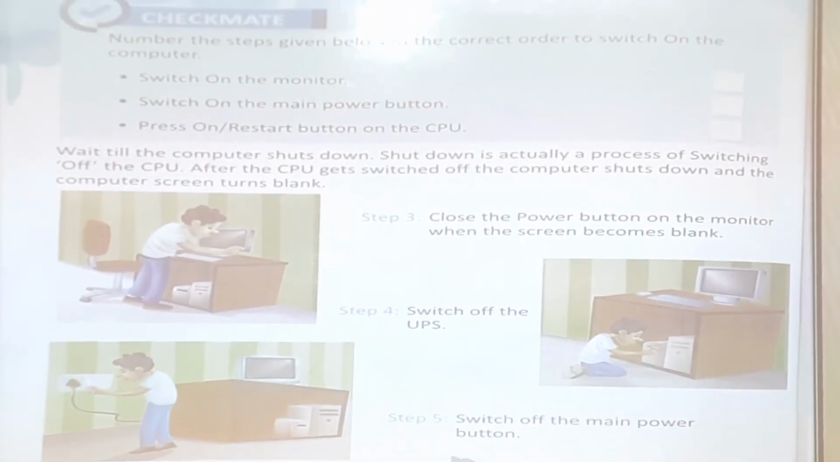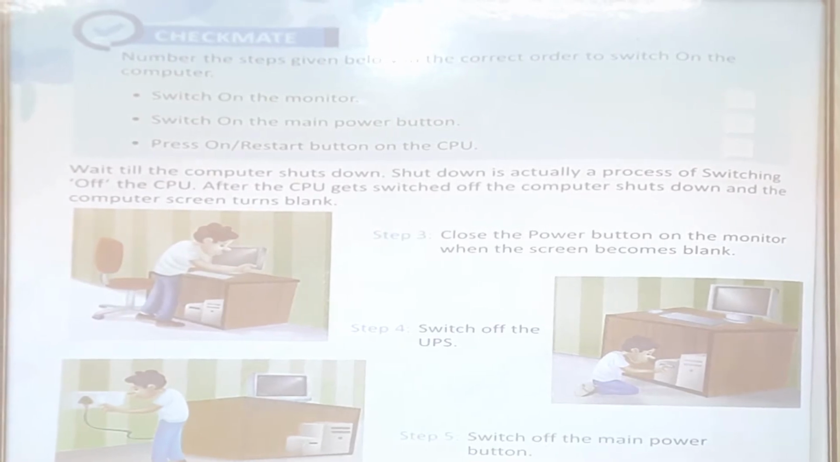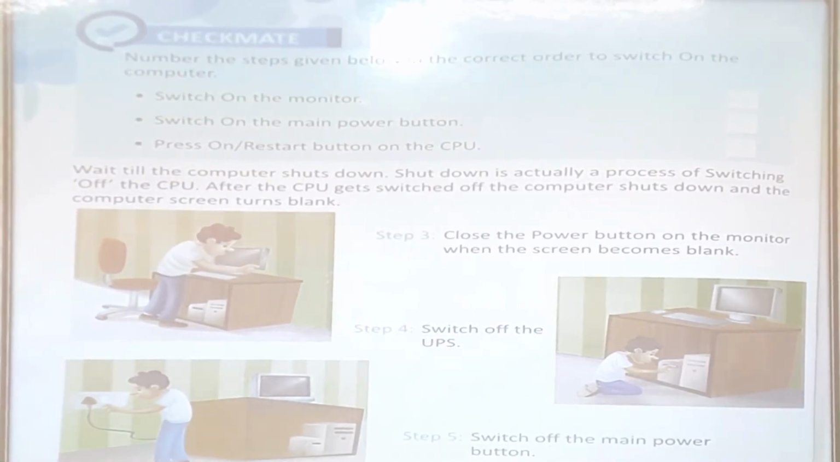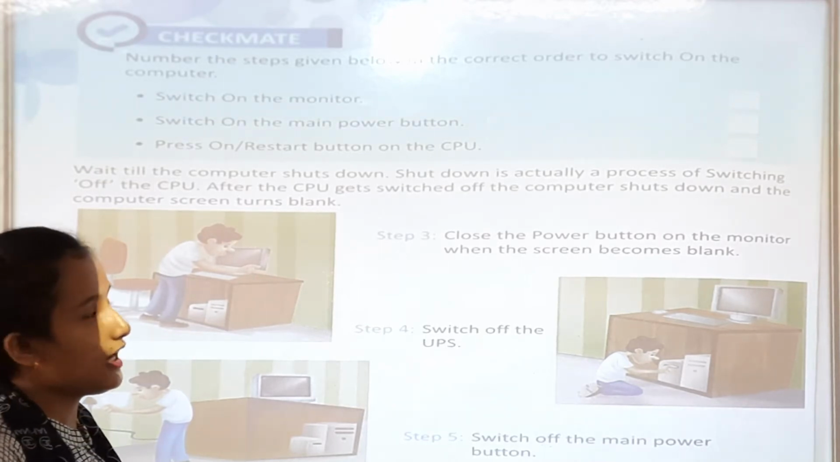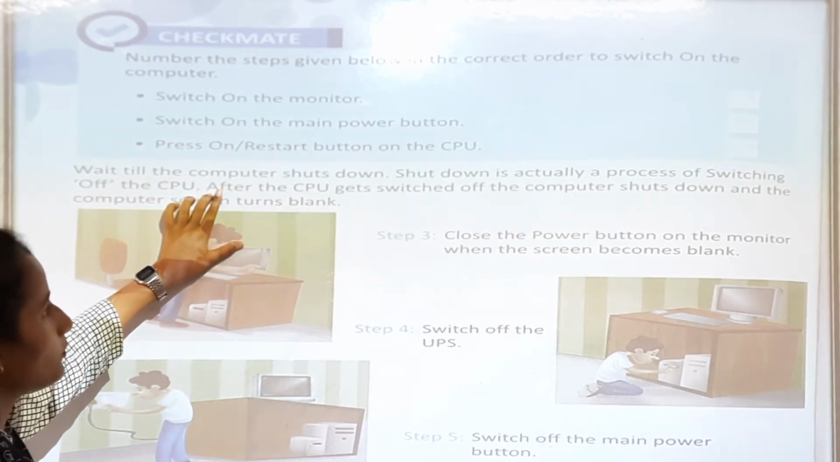Shutdown is actually a process of switching off the CPU. After the CPU gets switched off, the computer shuts down and the computer screen turns blank. So, when you have switched off the computer, you have to switch off the CPU button also.